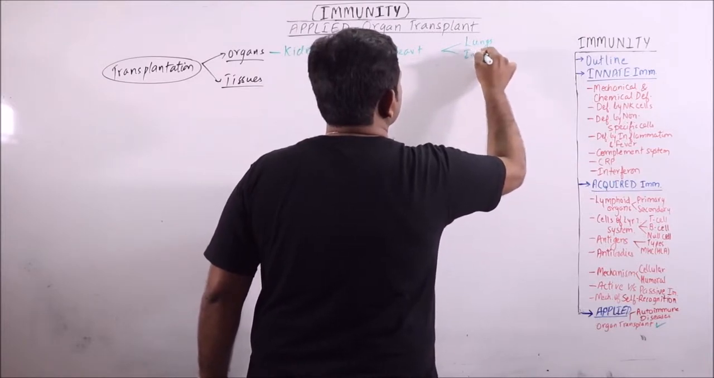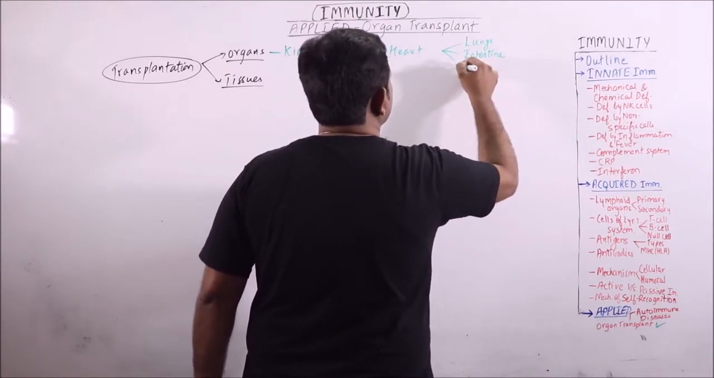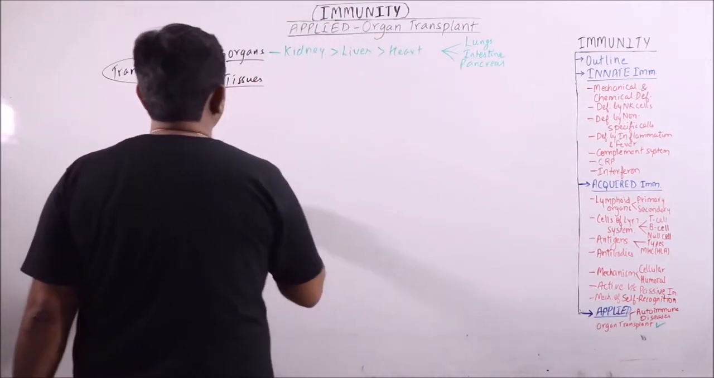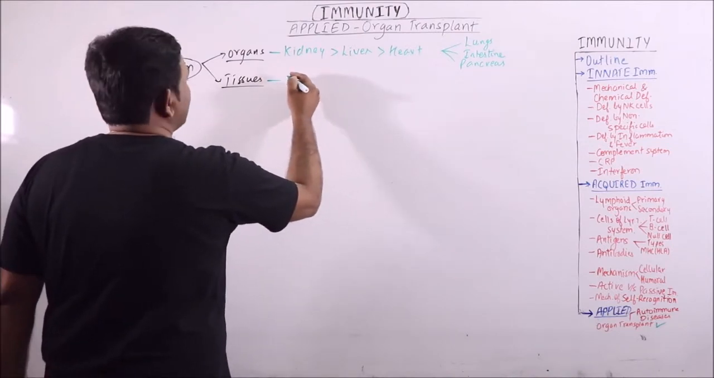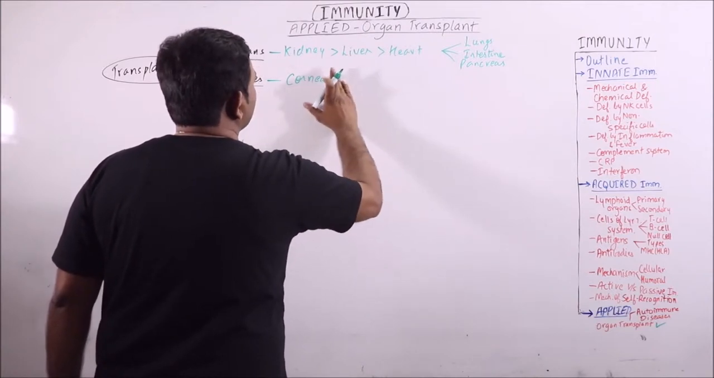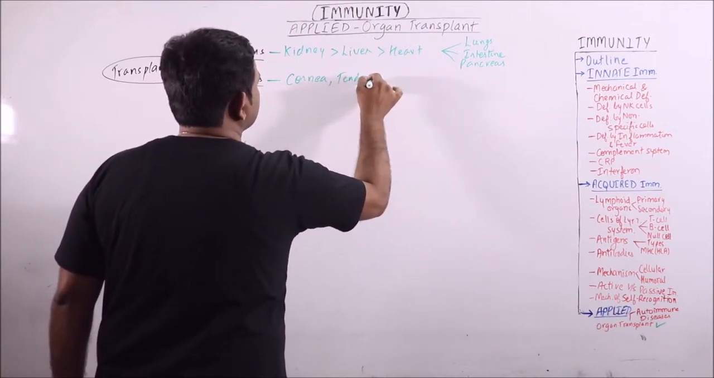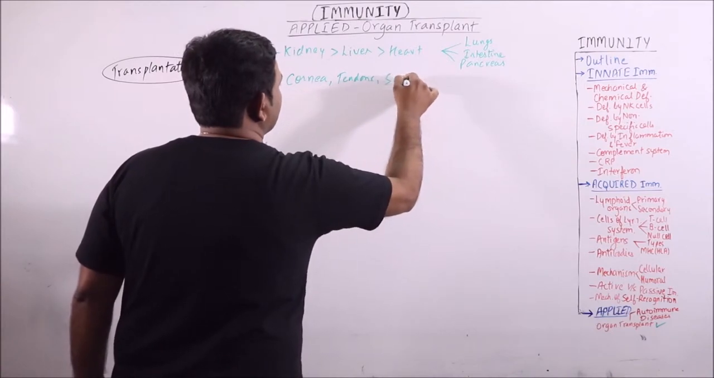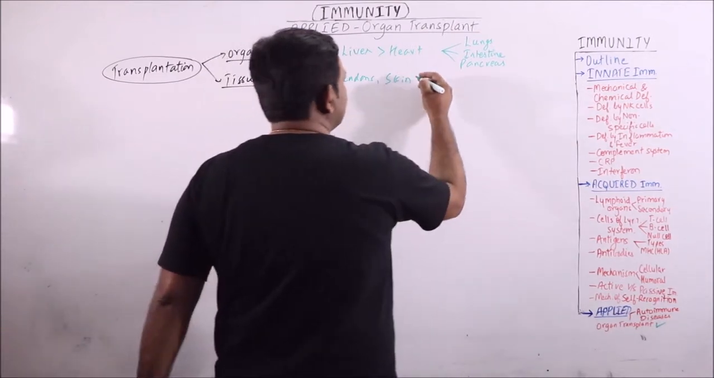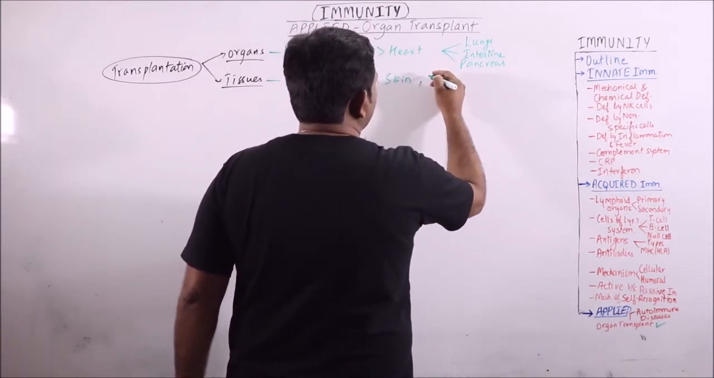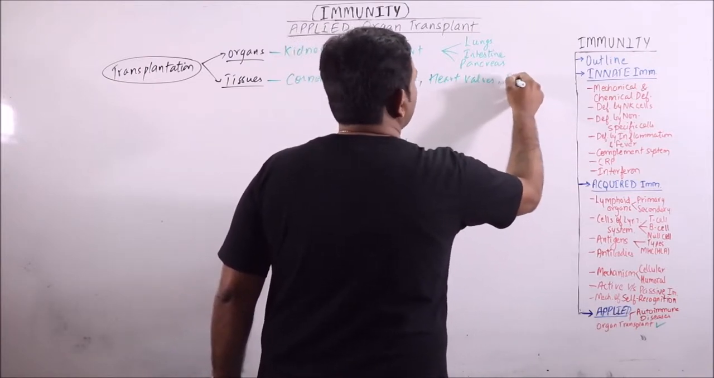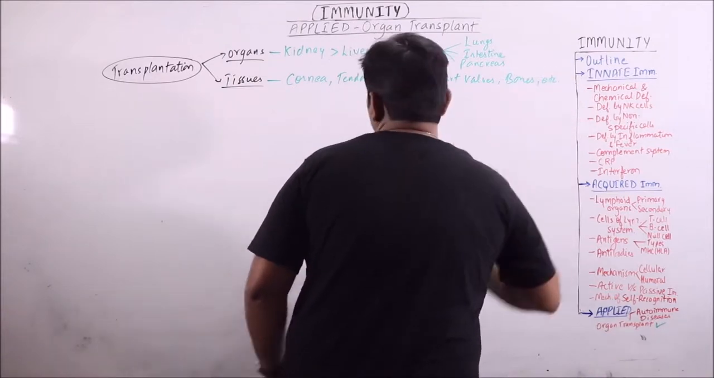Other transplanted organs are lungs, intestine, pancreas. Thymus can also be transplanted. The tissues which are commonly transplanted are cornea, then musculoskeletal grafts like tendons, skin. These are 10 to 12 times more common than the organ transplantation. Other tissues which are transplanted are heart valves, bones, etc.